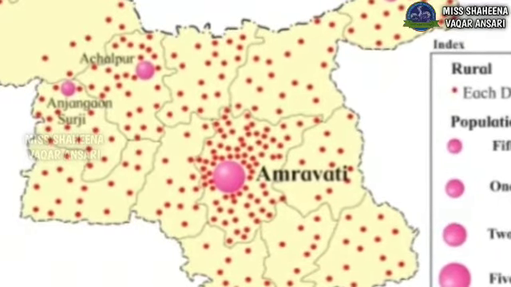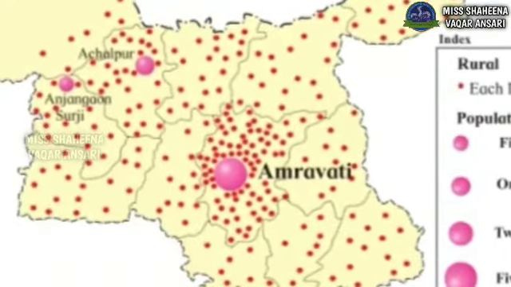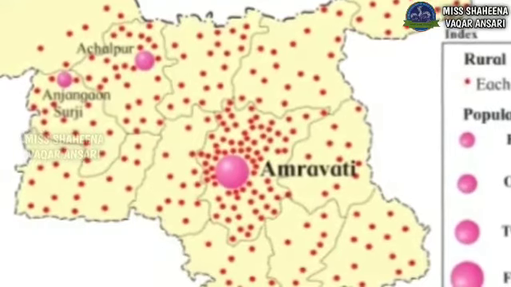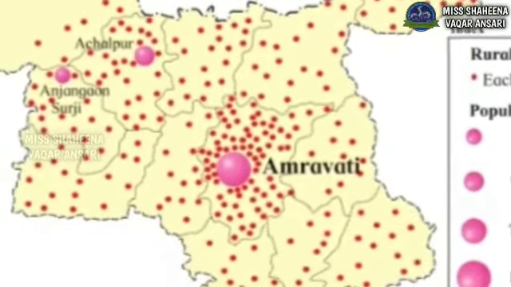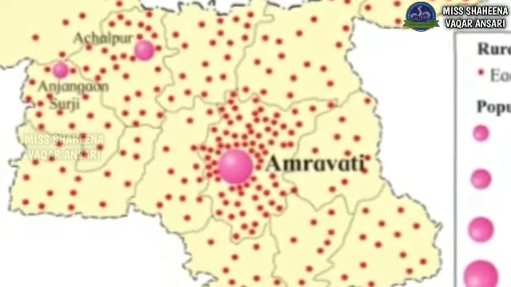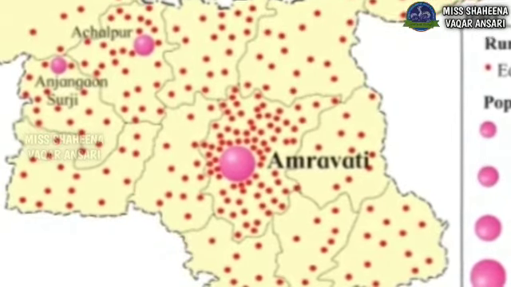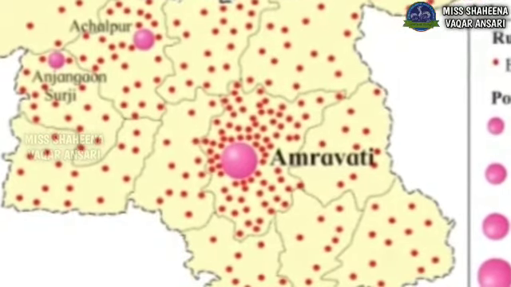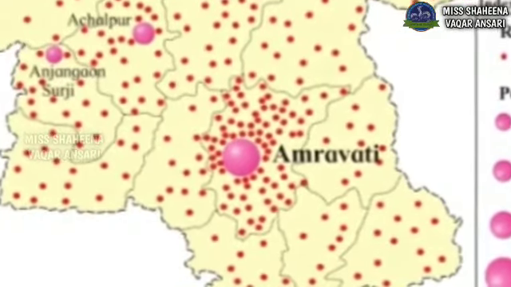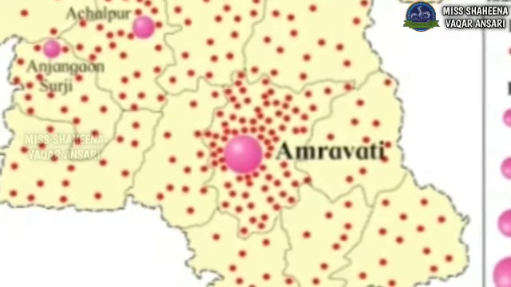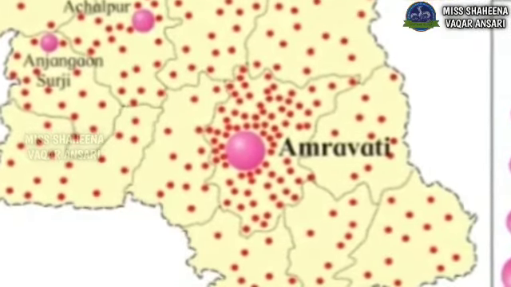Now, if you look at the central part of Amravati, you see the biggest dot there. Now students, can you tell me how many people live there? You are right, 5 lakhs. Have you now understood the dot method?